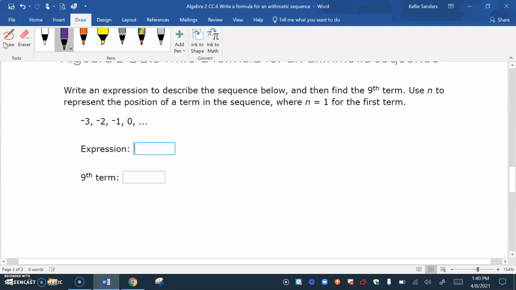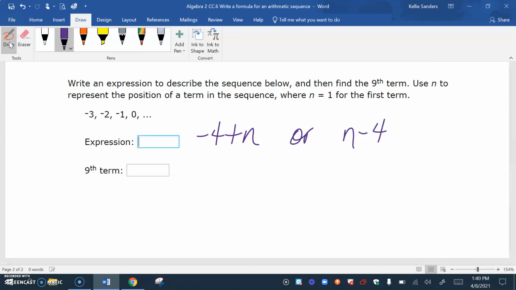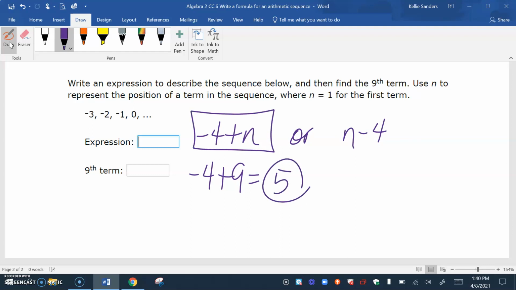It's going up by 1 every time, so how would I get to -3? -4 plus n, or n minus 4, and then I put 9 into that, and I get 5 for the 9th term.